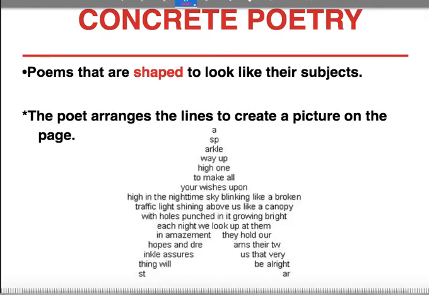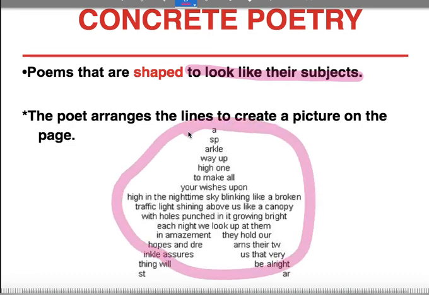Concrete poetry. These are very specific to their structure. It's poems that are shaped to look like their subjects, literally shaped like that. So the poet arranges the lines to create a picture on the page. So if you read this poem right here, it's about a star: a sparkle way up high, one to make all your wishes upon, high in the nighttime sky, blinking like a broken traffic light. So this is a poem about a star, and the poet has literally made it look like a star on the page. That's concrete poetry.